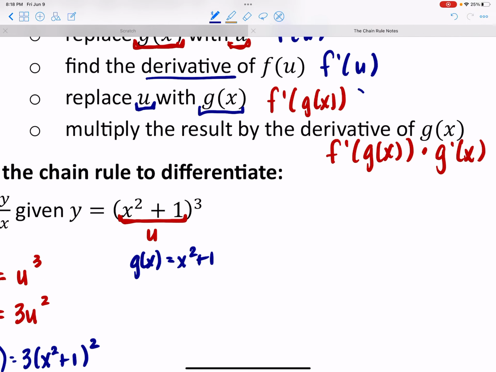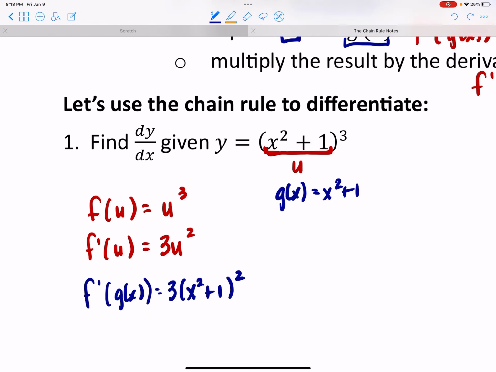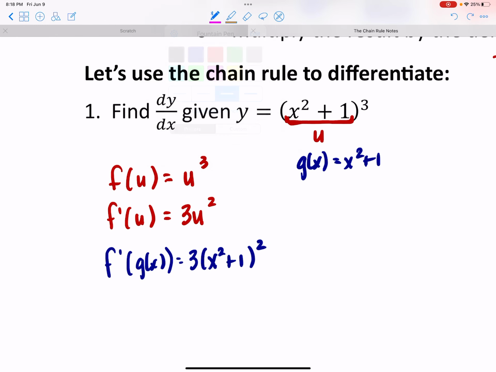After we get this f prime of g of x, we need to multiply by the derivative of that inner function. So if I want the derivative of my inner function, g prime of x, really easy. I can use my power rule here too. So the derivative of x squared will be 2x, and the derivative of the constant is 0.